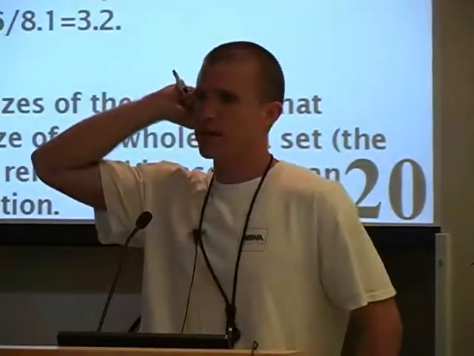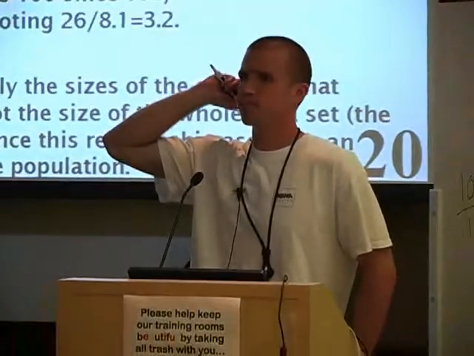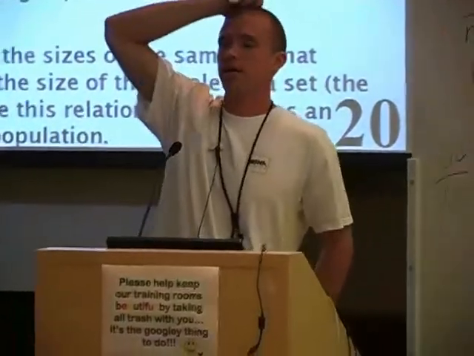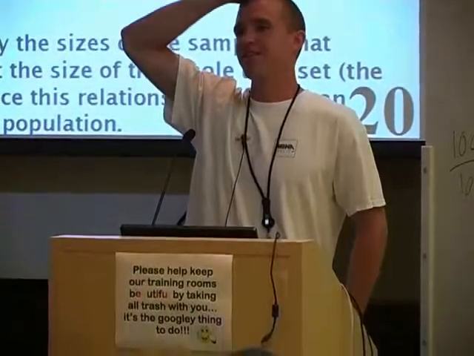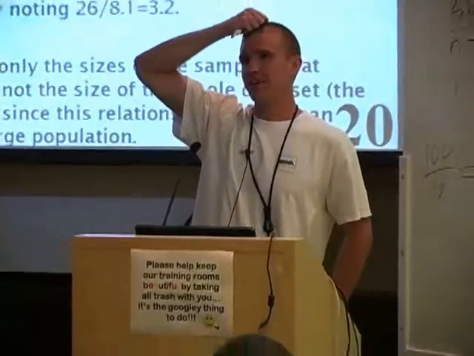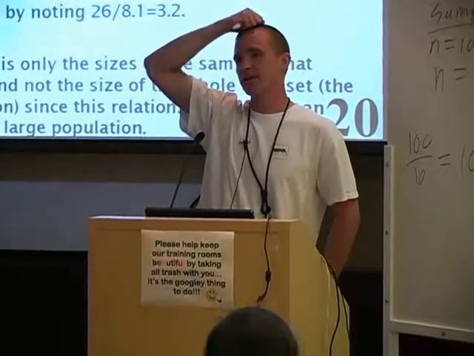Okay, any questions on this square root relationship? Question in the back. Would it be improper to call it an inverse square root relationship? Yeah, probably that's better, right? So we know that the sampling error goes down as the sample size goes up. So really an inverse square root relationship, right?